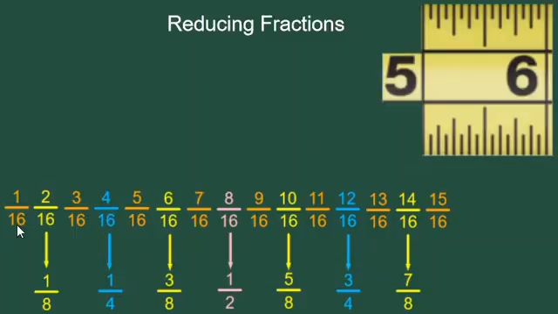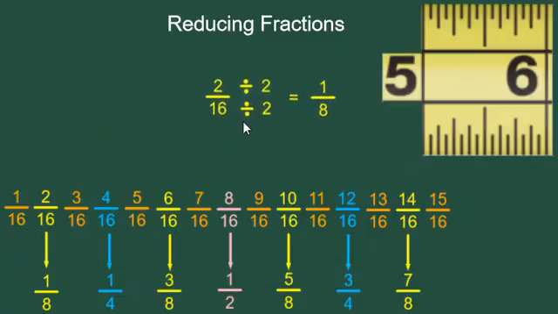The orange fractions cannot be reduced and always have a 16 on the bottom. But the yellow, blue, and pink fractions can be reduced. Here's an example of reducing one of the yellow fractions.